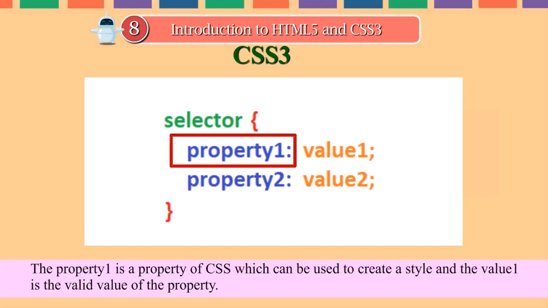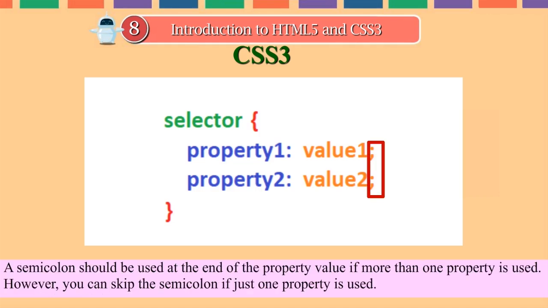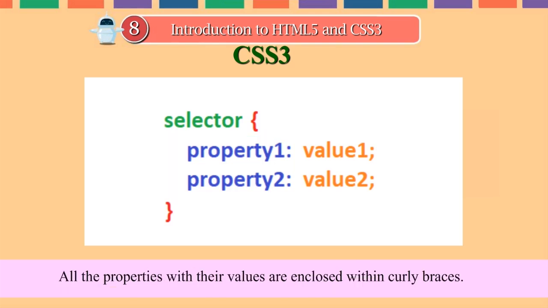Property 1 is a property of CSS which can be used to create a style, and value 1 is the valid value of the property. A semicolon should be used at the end of the property value if more than one property is used. However, you can skip the semicolon if just one property is used. All the properties with their values are enclosed within curly braces.